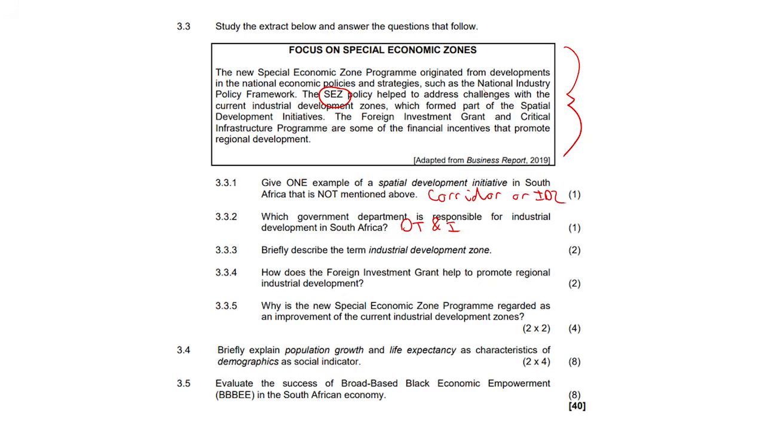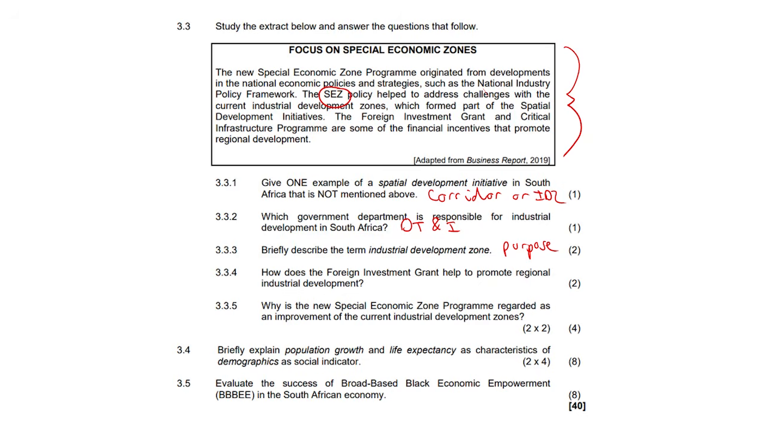3.3.3, briefly describe the term industrial development zone. Well, these are purpose-built industrial estates that are physically enclosed and linked to an international port or airport. So built with a purpose, something to do with trade.